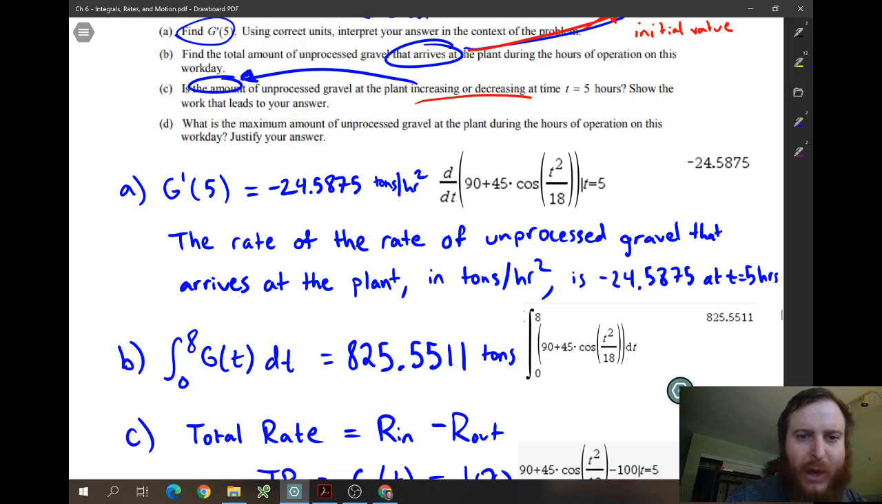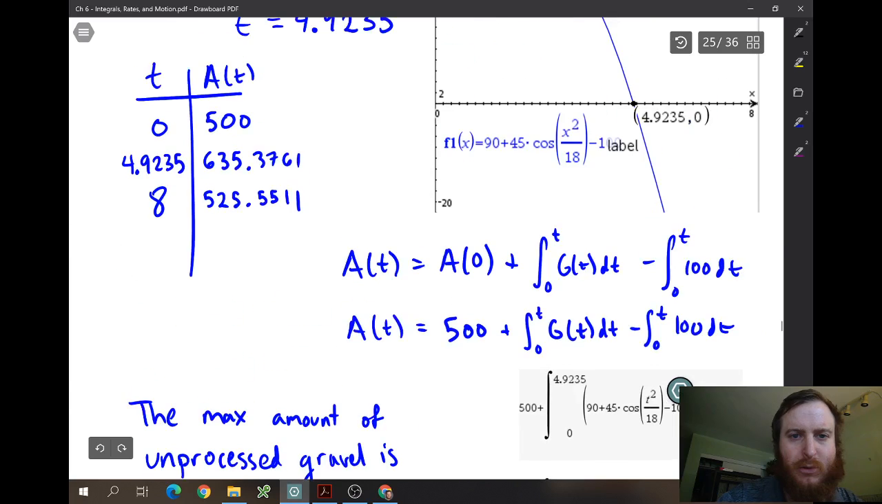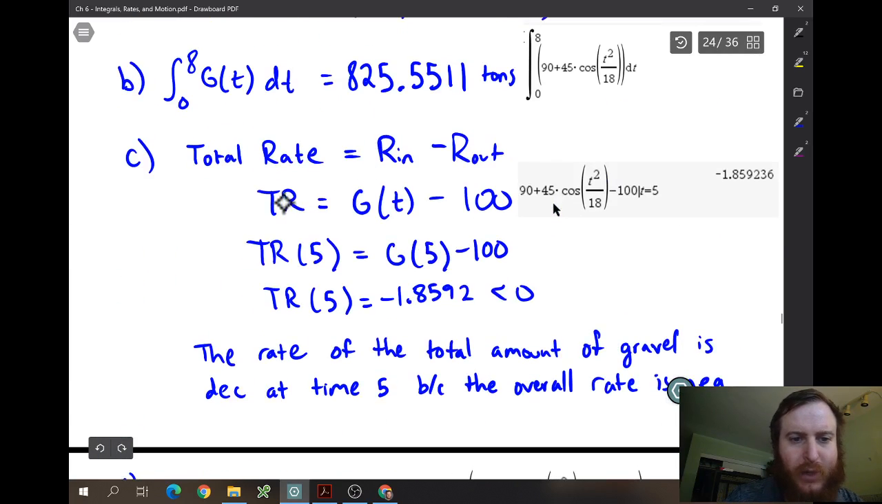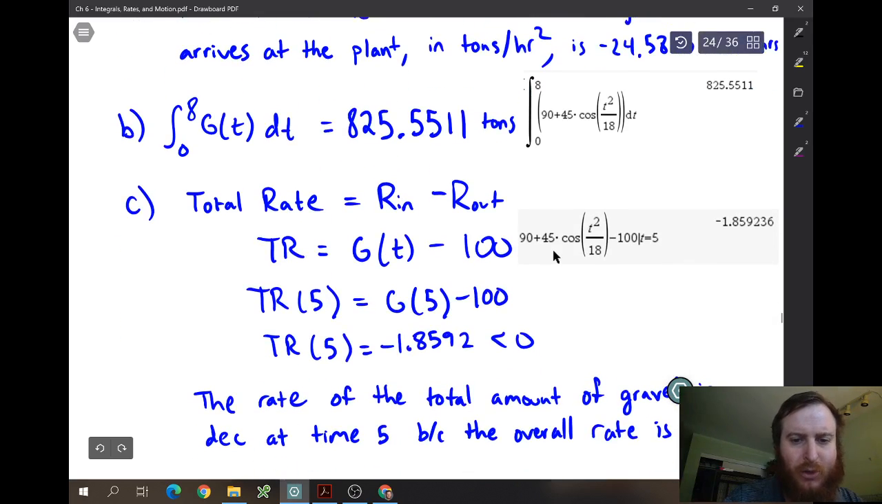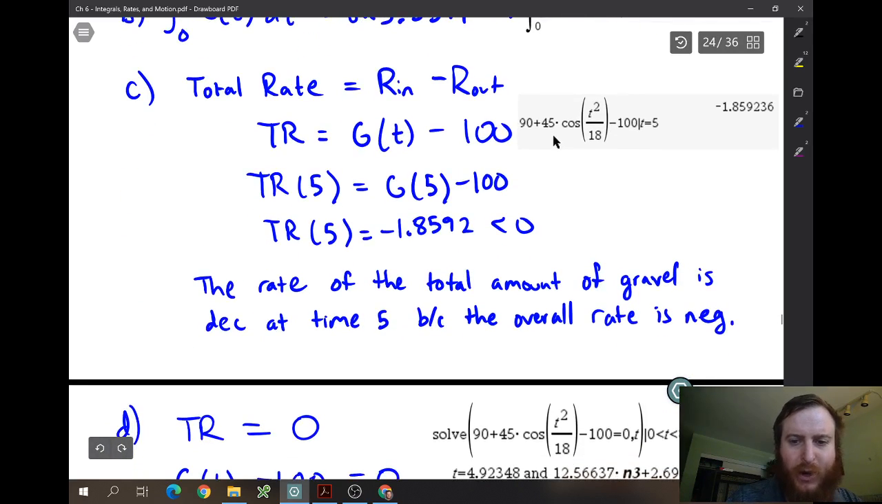So we want to take the total amount, we want to take the derivative of that. Well, the derivative of that is just the total rate. And our total rate will be the rate in minus the rate out. So our rate in minus our rate out is g of t minus 100. Sometimes we would set it equal to 0, but this time they're just saying, is it increasing or decreasing at 5? So we're just going to plug in 5. So you're just going to do g of 5 minus 100. When you do that in your calculator, you get negative 1.85, less than 0. So that means that the amount of unprocessed gravel is decreasing because the overall rate is negative. Make sure you write out a sentence like that.